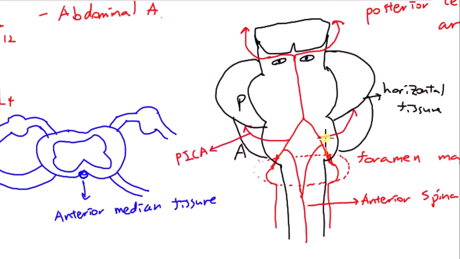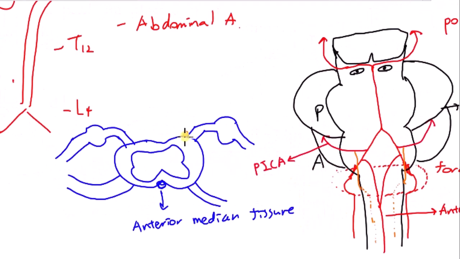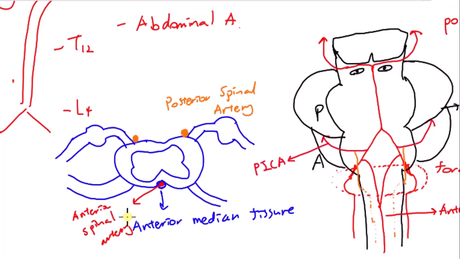So it goes down and behind. And unlike the anterior spinal artery, posterior spinal artery doesn't converge, and it comes down in two separate canals. And this region where the posterior spinal artery passes is called posterolateral sulcus.